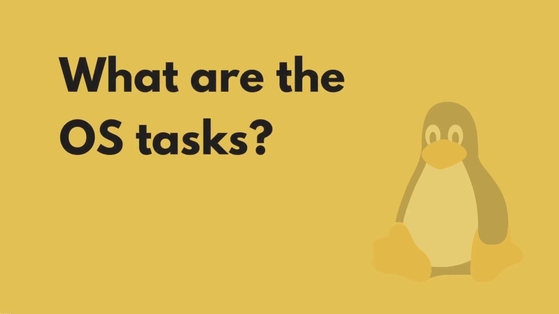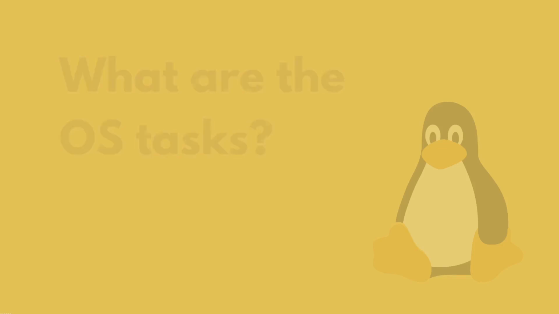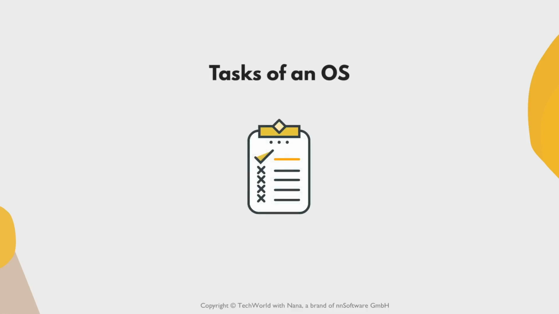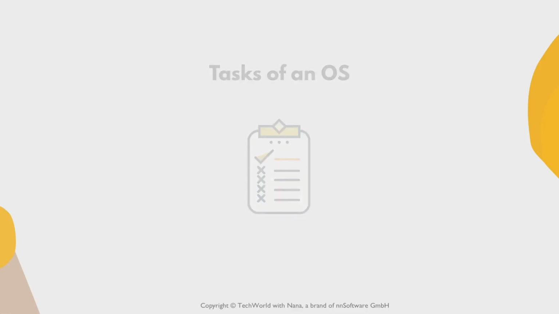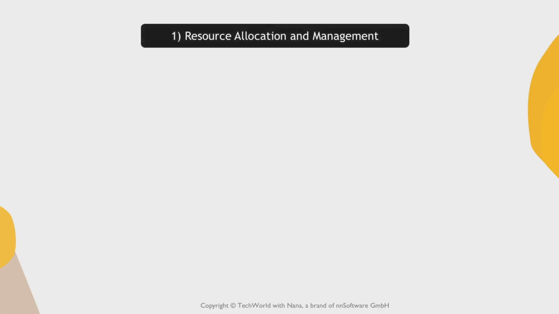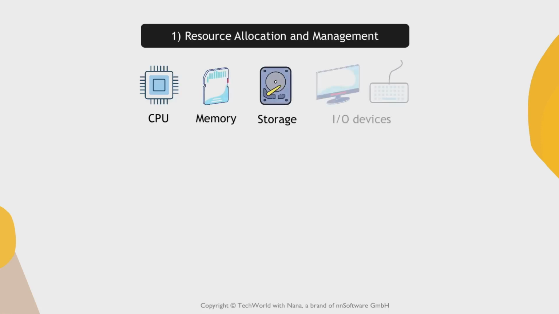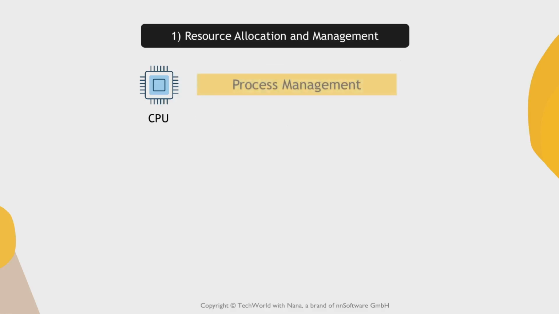Now let's see a bit closer what the tasks of an operating system are. And this can be grouped into several categories. First of all, operating system is responsible for allocating and managing the hardware resources like CPU, memory, storage, and input-output devices. So the first one is process management. That's managing the CPU resources.